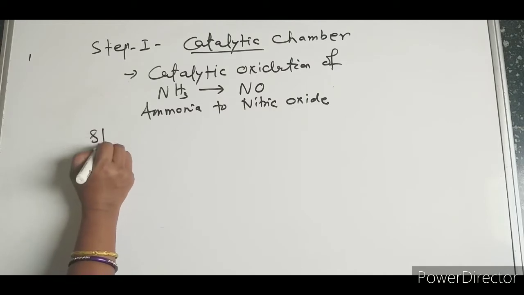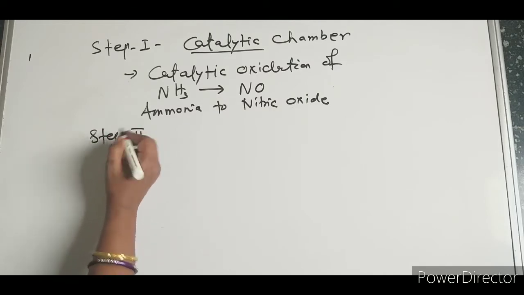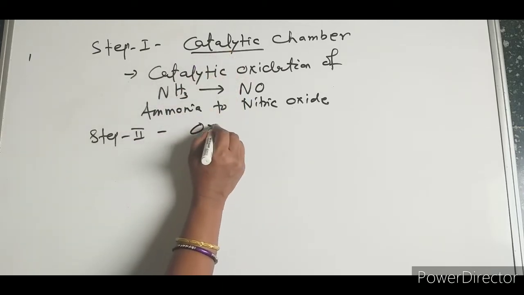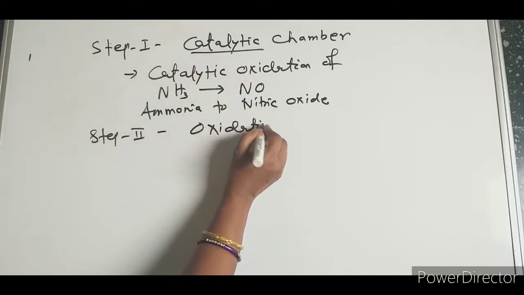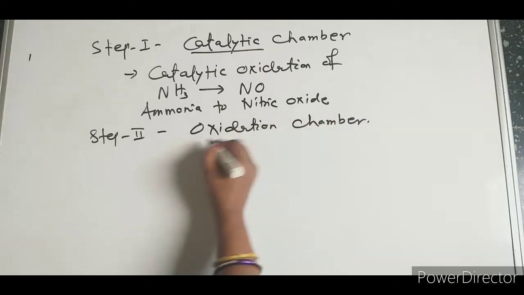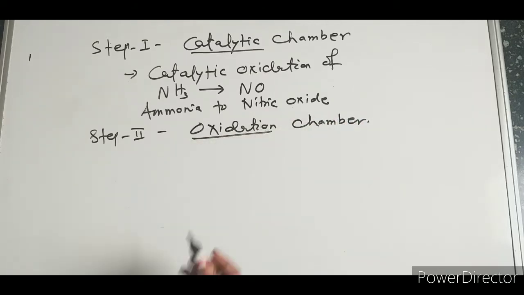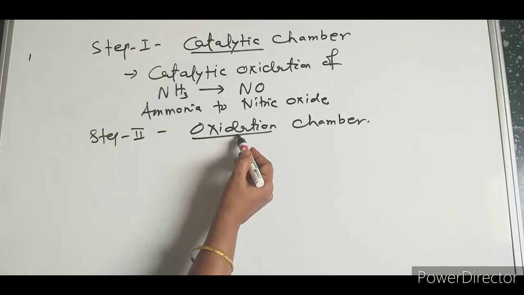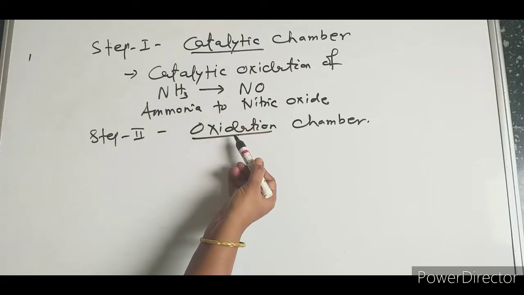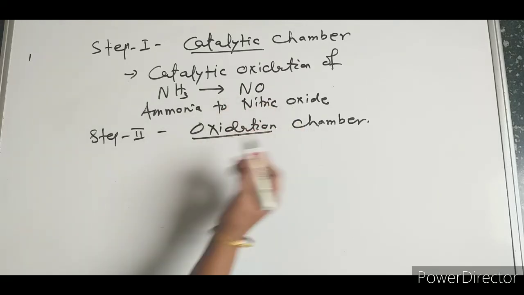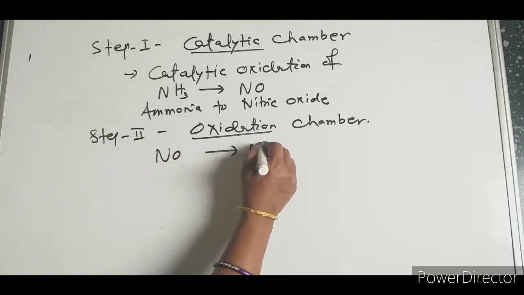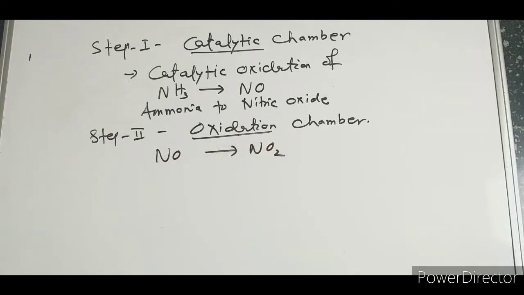What is step 2? Step 2 is the oxidation chamber. So this one is the catalytic chamber, and this one is the oxidation chamber. It is oxidation, so it means that whatever we got in the previous step, that product gets oxidized in the second step. NO is converted to NO2. This is the second step.